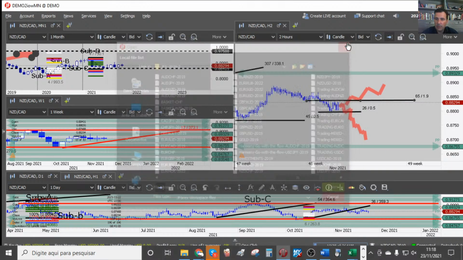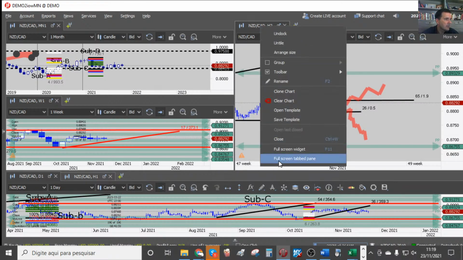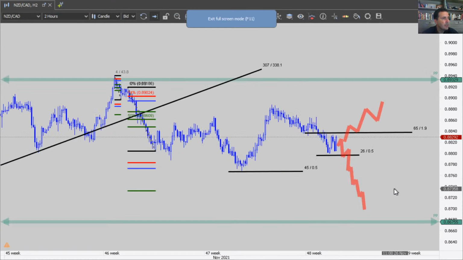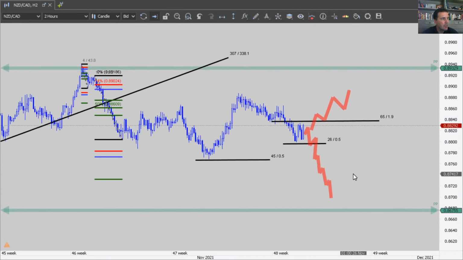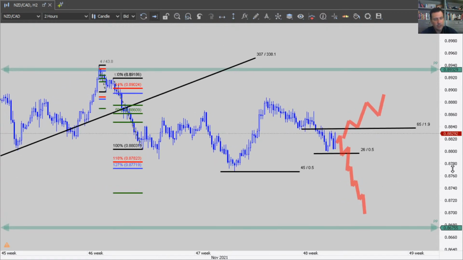Oh yeah, one more thing before. One more thing, everybody. Talking about the Fibonacci's, it's again about the risk-reward ratio.